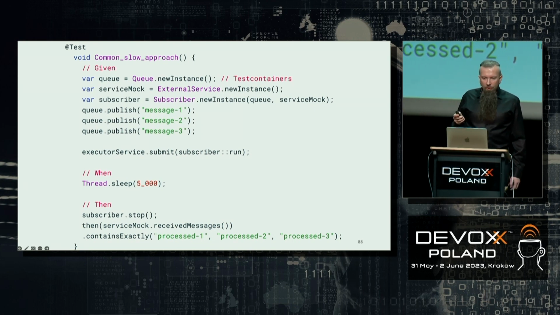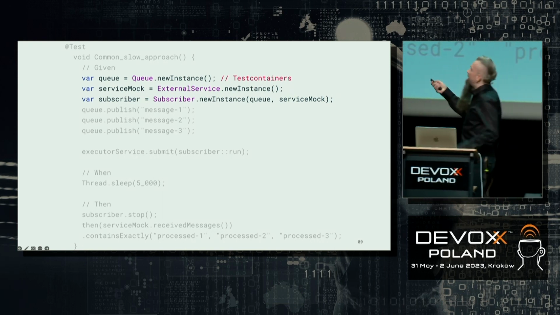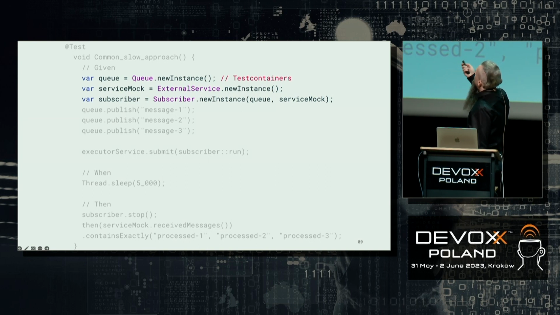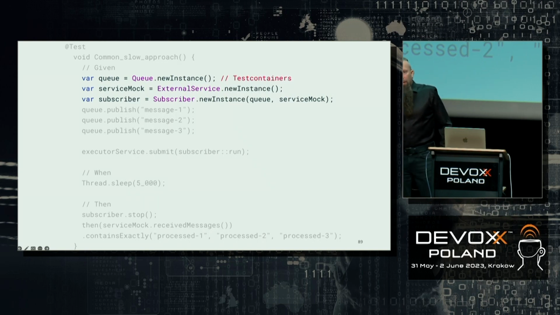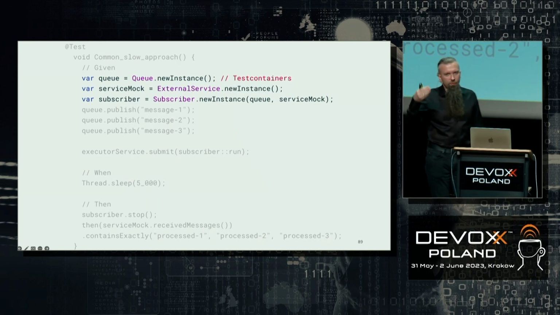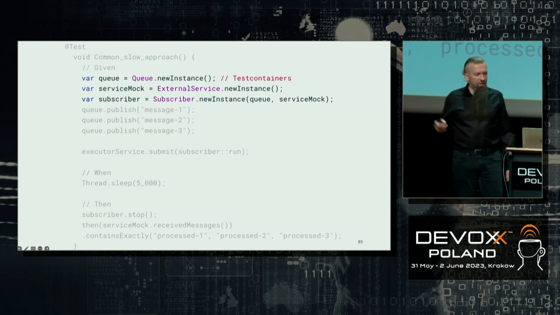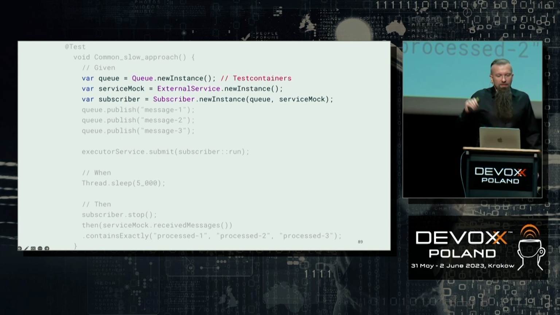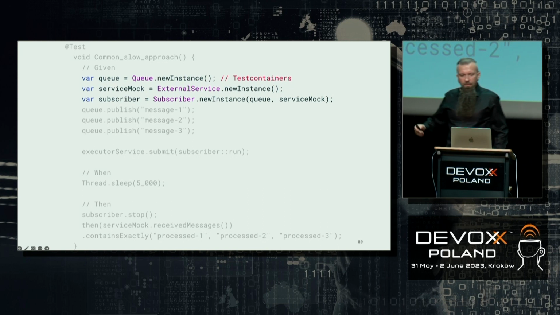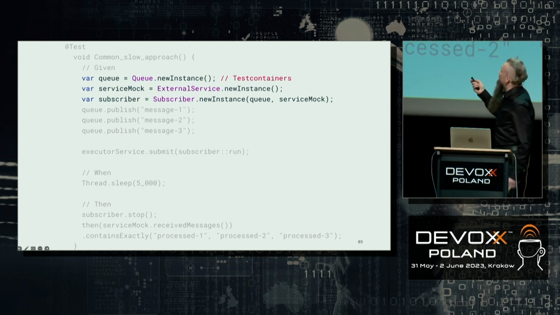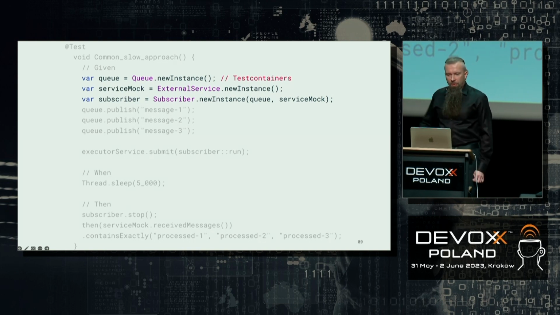A common approach is to just prepare the required dependencies. So let's prepare a queue, new instance. We can use Testcontainers to set up a real-life-like Kafka or NATS or something like this. If you are interested in Testcontainers, please join Piotr Przybył. After lunch, I believe he has a workshop about Testcontainers. Then we are preparing some kind of service mock, so our end service. And we are building our subscriber with new instance, and we are going to inject the queue and service mock.